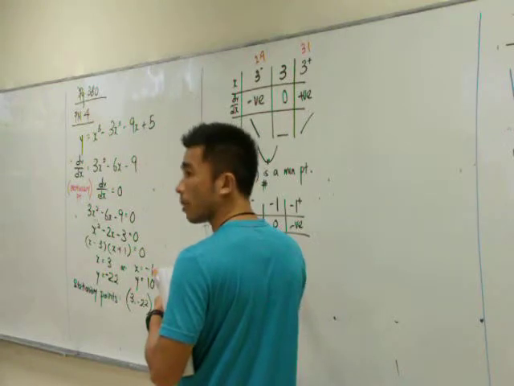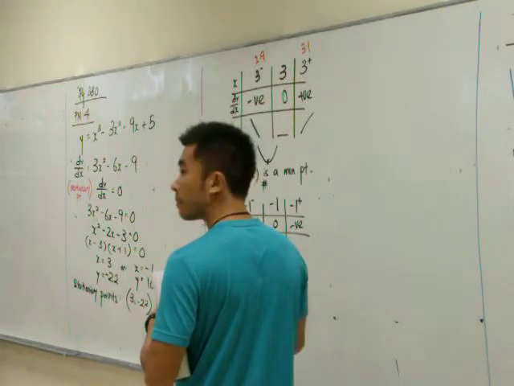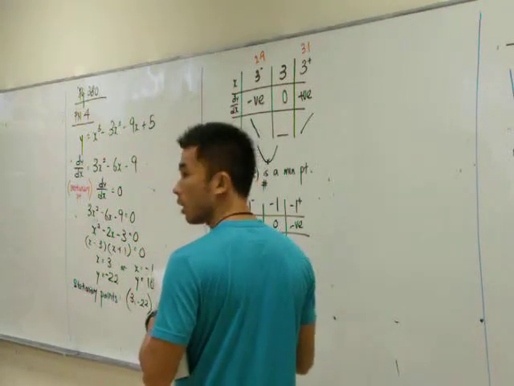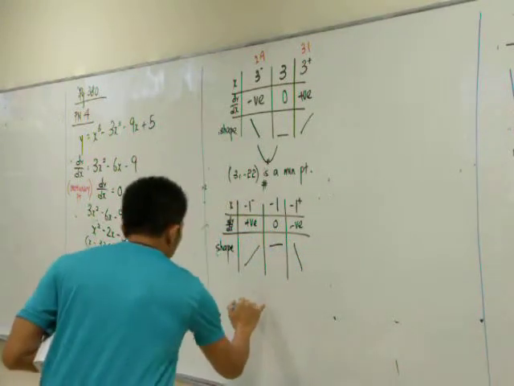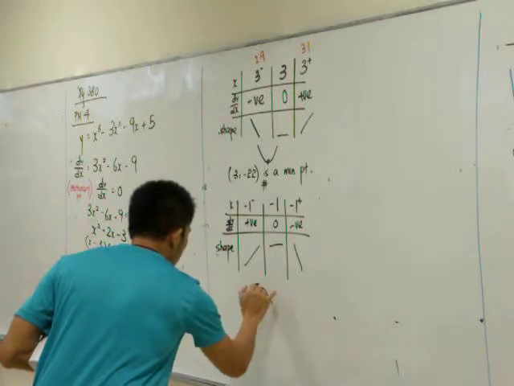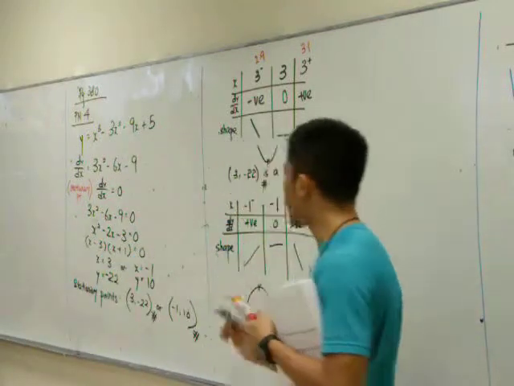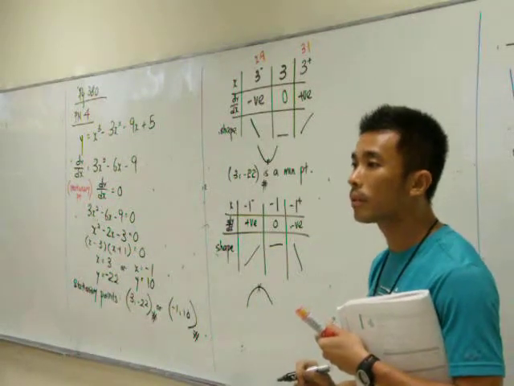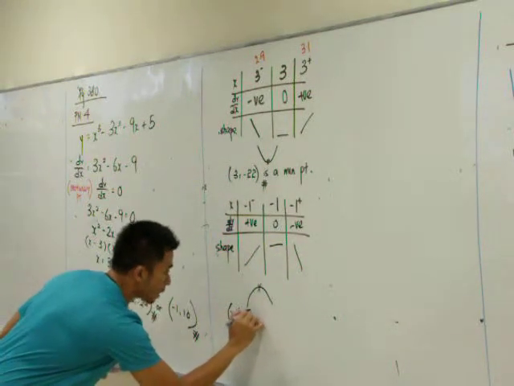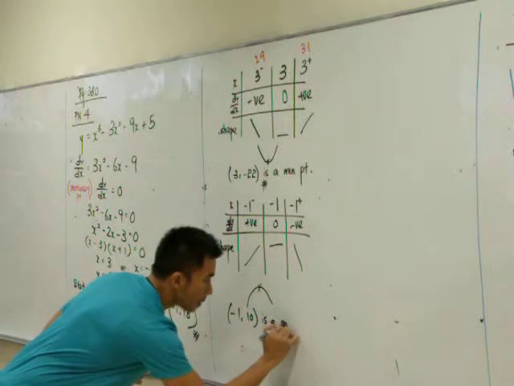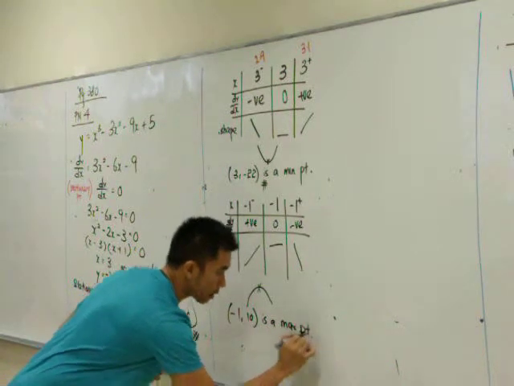So this one, the shape will be going up, horizontal. So what kind of shape do we have? N shape. If this is the N shape, what kind of stationary point are we looking at? Maximum. So we conclude -110 is a maximum point.